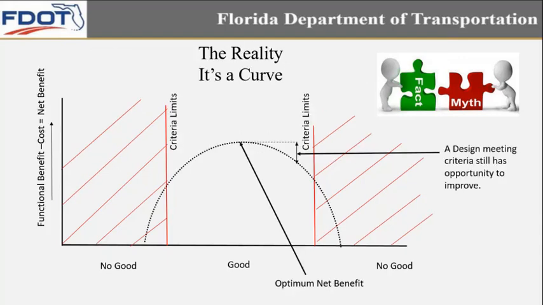The reality is it's a curve. It's somewhere within the criteria limits. There is some place where you reach an optimum benefit, or optimum quality. I'm showing it in this slide in the middle, but it's not always the middle. Sometimes it's skewed one way or another. As you can see here, you might be somewhere on the curve and within the criteria, but a design meeting criteria still has opportunity to improve, to reach a little bit more of an optimum point of a higher level of quality.